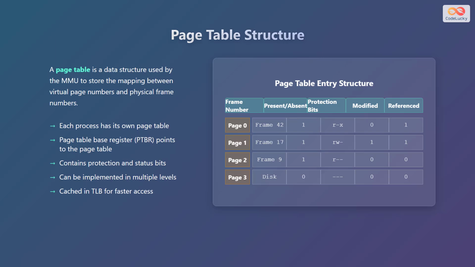Let's discuss the page table structure. A page table is a data structure used by the Memory Management Unit, or MMU, to store the mapping between virtual page numbers and physical frame numbers. Each process has its own page table. The Page Table Base Register, or PTBR, points to the page table, which contains protection and status bits. Page tables can be implemented in multiple levels and are cached in the Translation Lookaside Buffer, or TLB, for faster access. A typical page table entry includes the frame number, a present or absent bit, protection bits, a modified bit, and a reference bit.